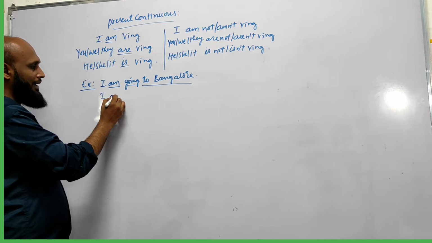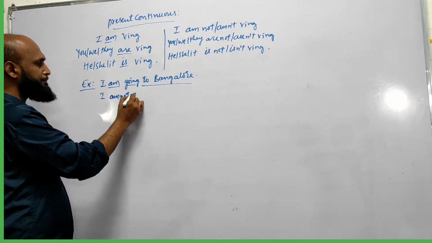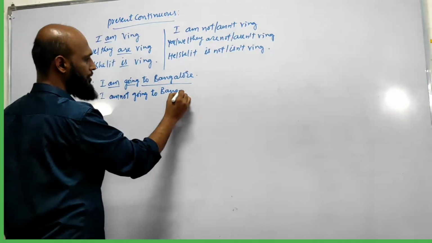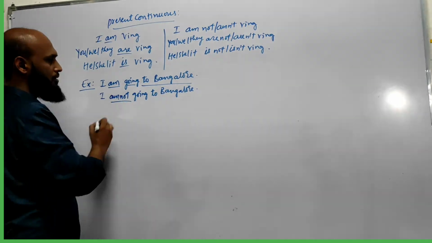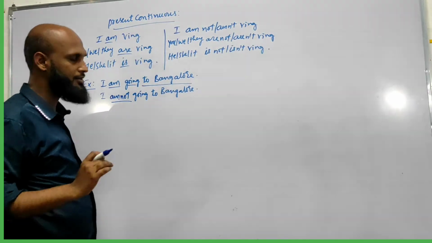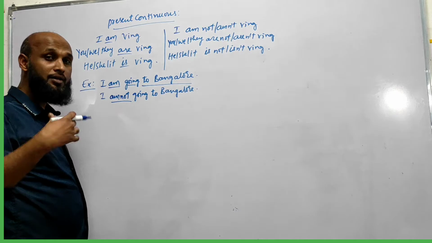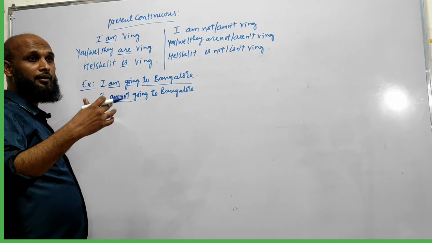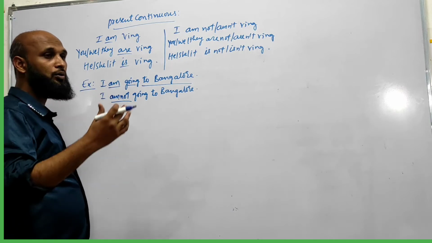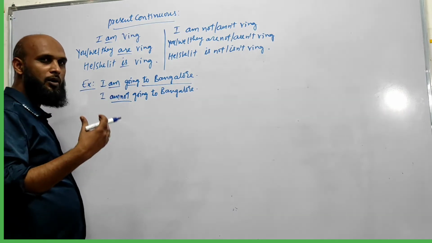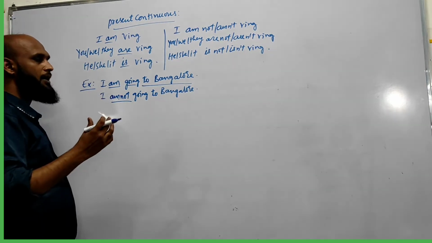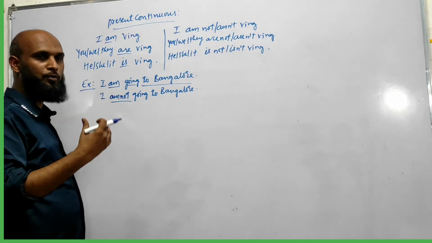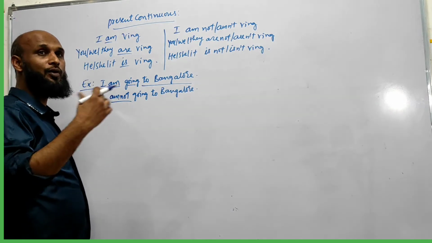Let's see with example here, I am not going to Bangalore. You're saying that I am not going. The action is not taking place. Alright? Now, in order to make a question, how are you going to make a question? How are you going to ask somebody whether that person is going to Bangalore or not? If you want to know, how are you going to make a question? You are going to make a question using the helping verb first. The helping verb plays a very important role when it comes to forming questions.